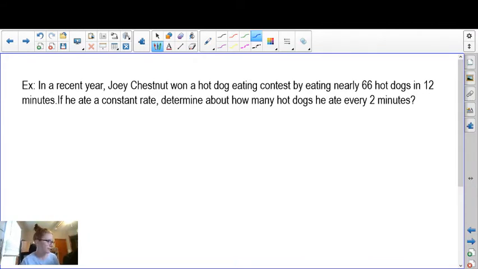In a recent year, Joey Chestnut won a hot dog eating contest by eating nearly 66 hot dogs in 12 minutes. If he ate at a constant rate, determine how many hot dogs he ate every 2 minutes. So, again, we're going to start by making a little chart. So hot dogs come first. So hot dogs.